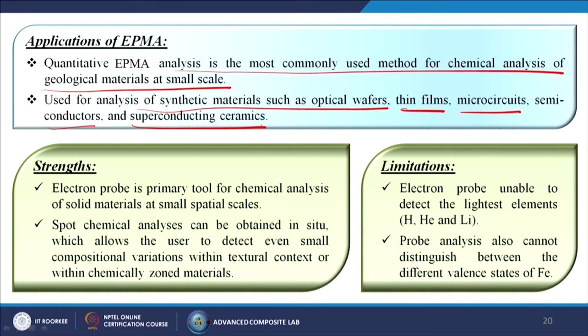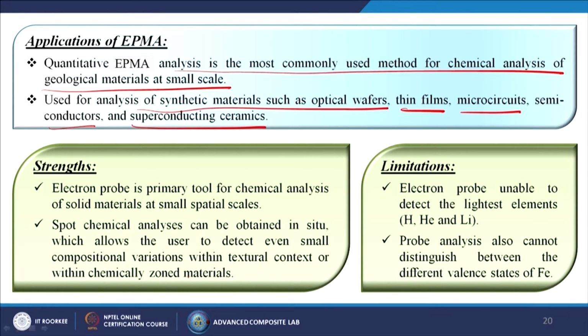Strengths: the electron probe is primarily a tool for chemical analysis of solid materials at small spatial scales. Spot chemical analysis can be obtained in situ, which allows the user to detect even small compositional variations within textural context or within chemically zoned materials.